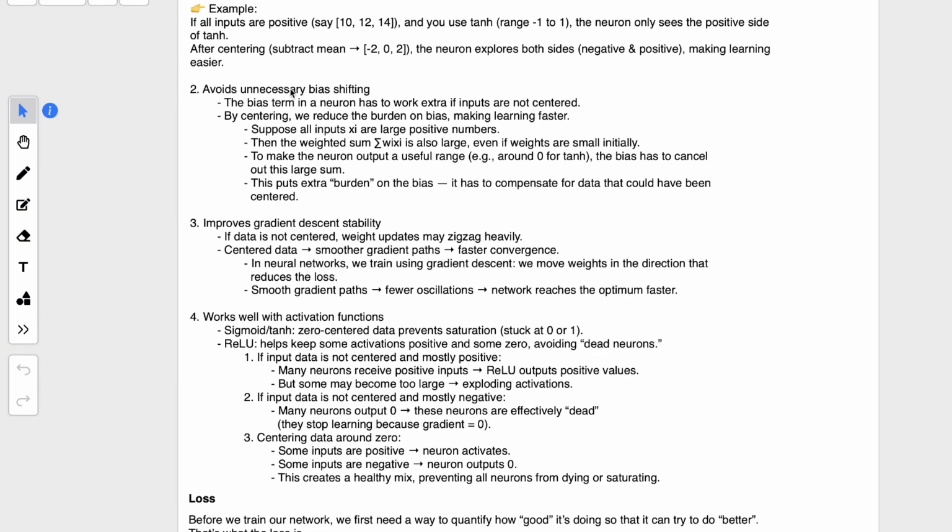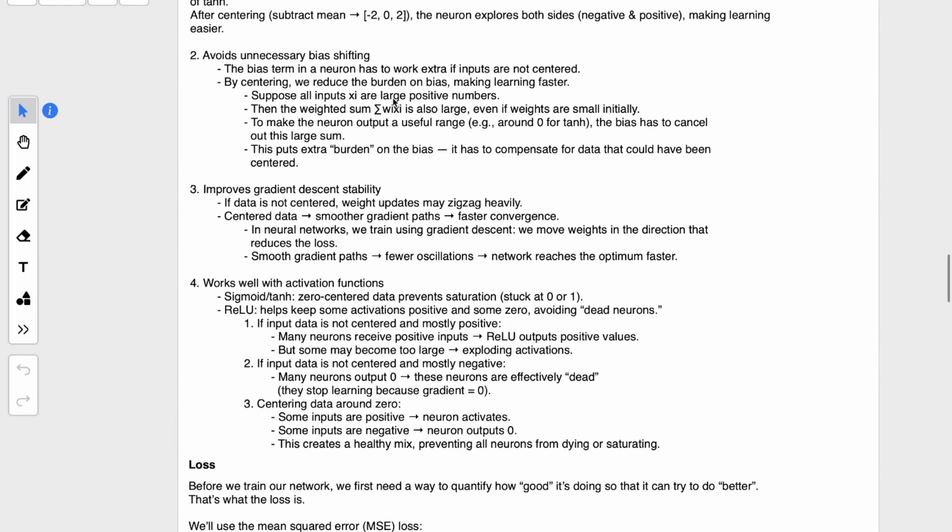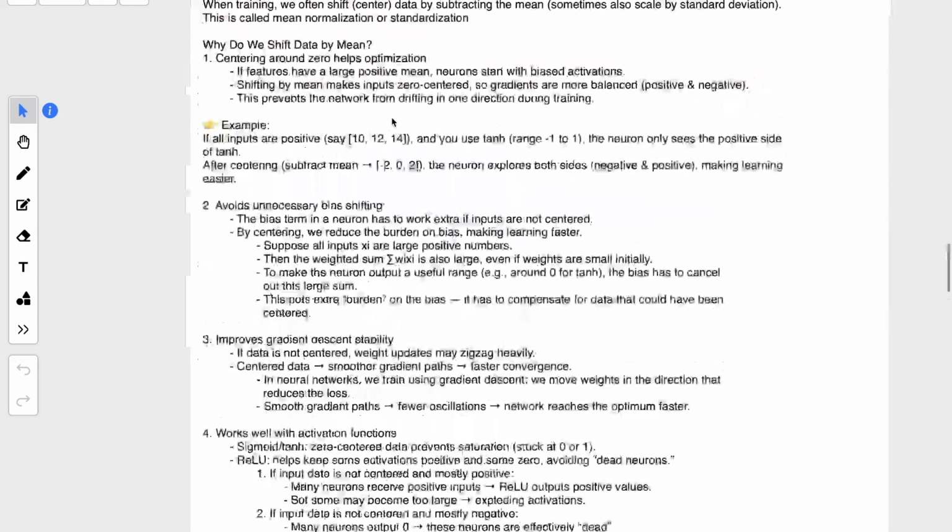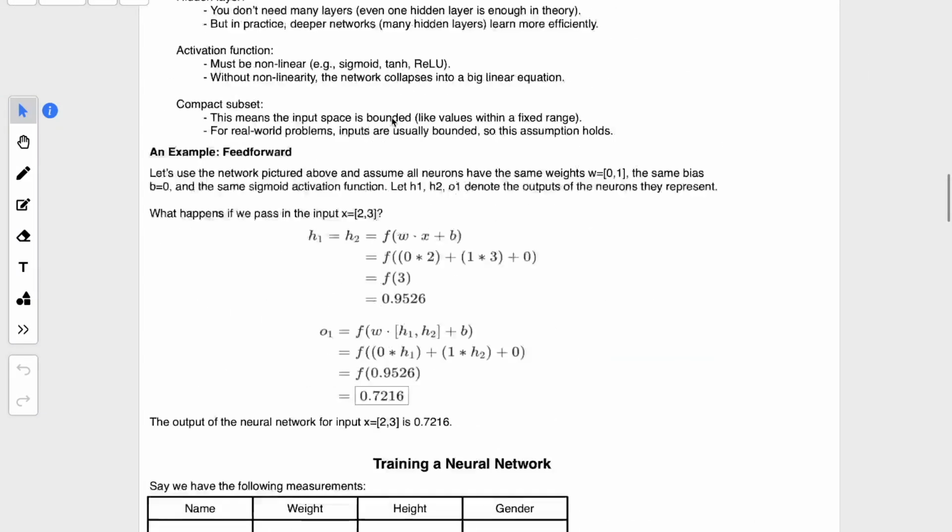It also avoids unnecessary bias shifting. Centering them also avoids unnecessary bias shifting. The bias term in the neuron has to work extra if the inputs are not centered. For example, when the inputs are not centered, the weighted sum, which is WiXi, which we have already seen when I was explaining weights and bias.